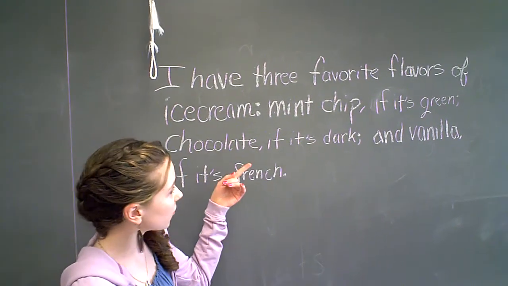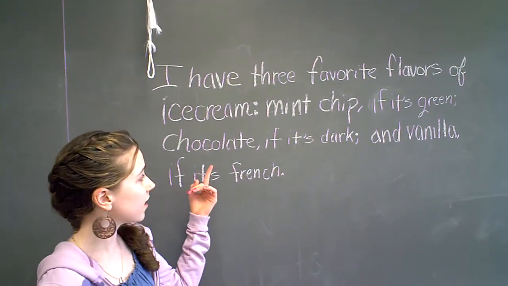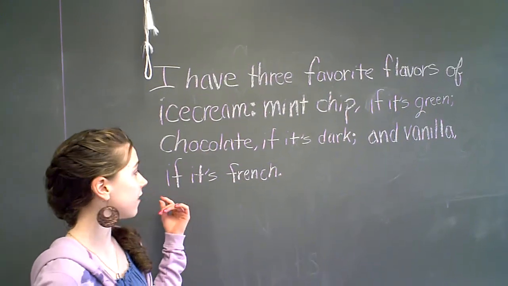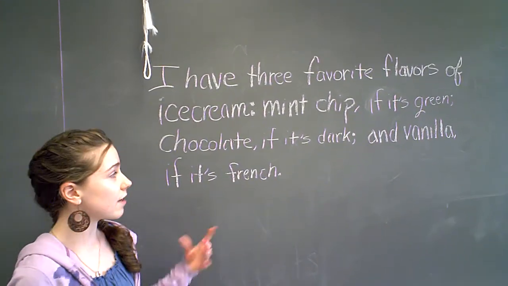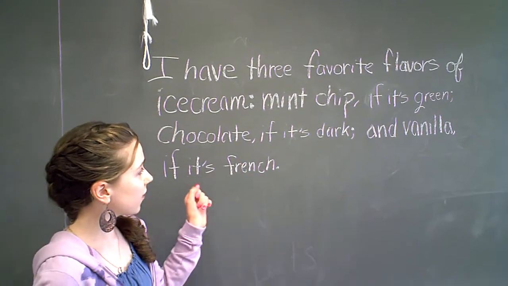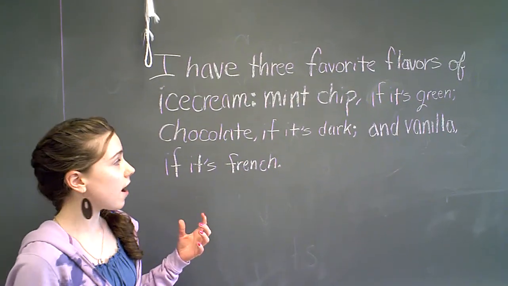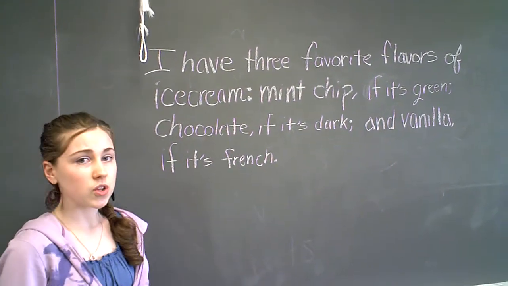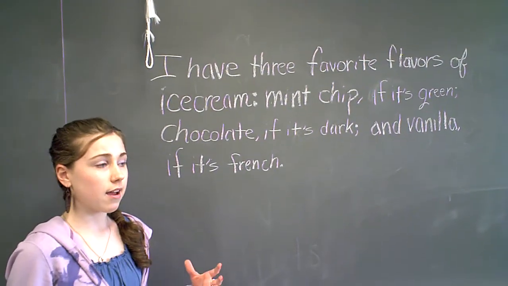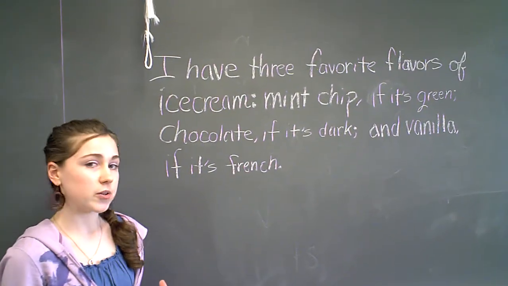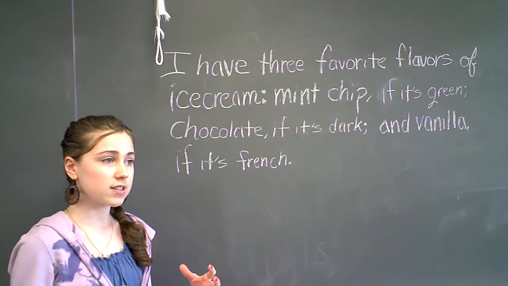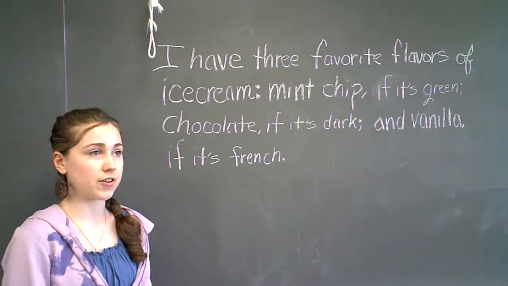Mint chip, if it's green, semicolon. Chocolate, if it's dark, semicolon. And vanilla, if it's French. Now, use the semicolons between the 3 different things because there's already a comma because of the ifs. So if you have a complex sentence, or a complex list I should say, where it uses commas within the different parts, you want to use a semicolon to separate it further.